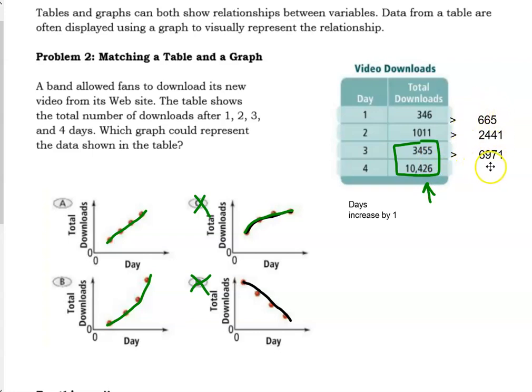So there's not a constant rate of change here between the numbers of downloads, so it's not going to be option A either. Option B is the correct answer.